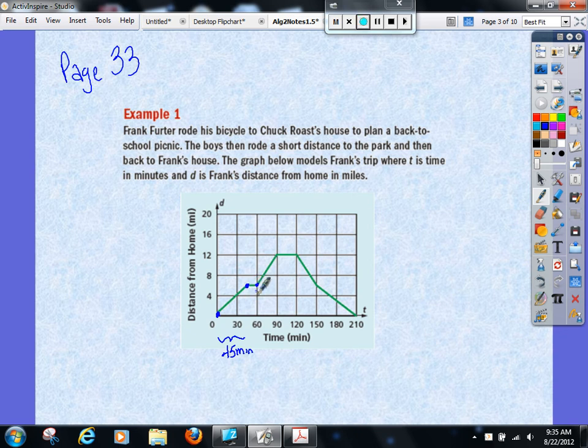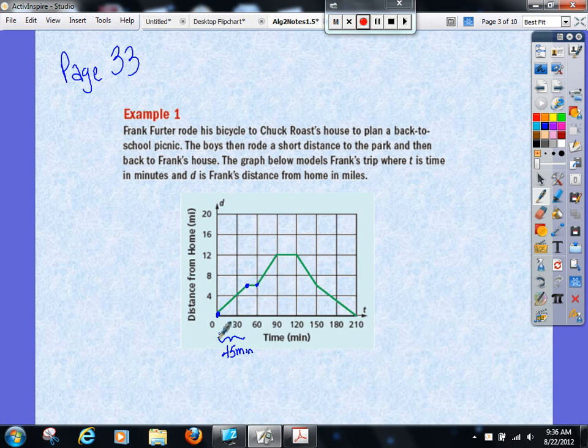What happened when he picked him up? He rang the doorbell. Chuck was like, oh my gosh, I don't have my shoes on. I'm sorry. So he puts his shoes on. And this pause here, where no distance is being gained, he was getting ready, getting his, I guess, picnic basket. I don't have a picnic basket, but I think Chuck does. So he's getting his picnic basket together and getting ready for his picnic.